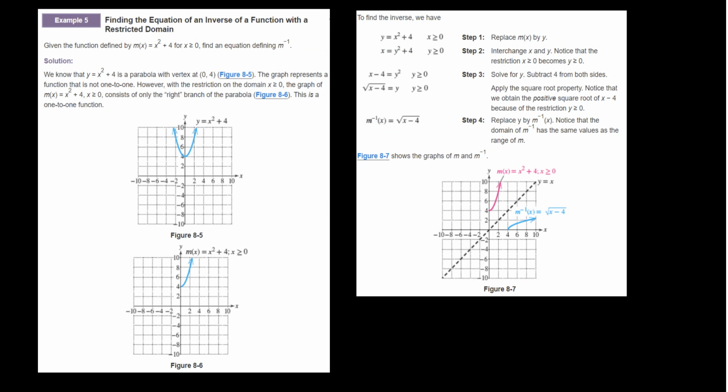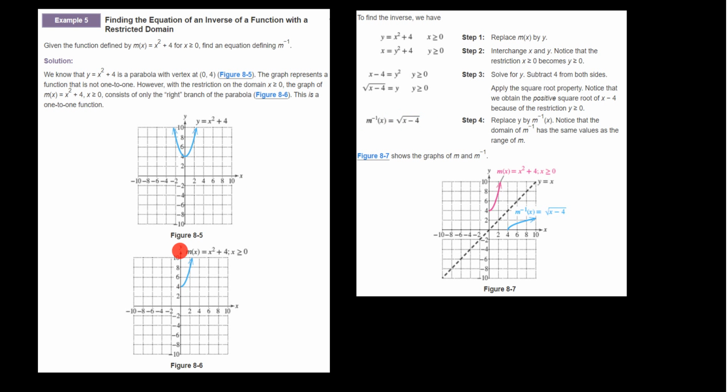Example 5 reads, finding the equation of an inverse of a function with a restricted domain. We have a function defined by x squared plus 4, which is just the function x squared shifted up 4 units, as we see here. But we're restricting the domain to values greater than or equal to 0, so this is what our function actually looks like. If we were to find the inverse function, we would do our step 1, step 2, step 3, step 4, and we would end up with the square root of x minus 4.